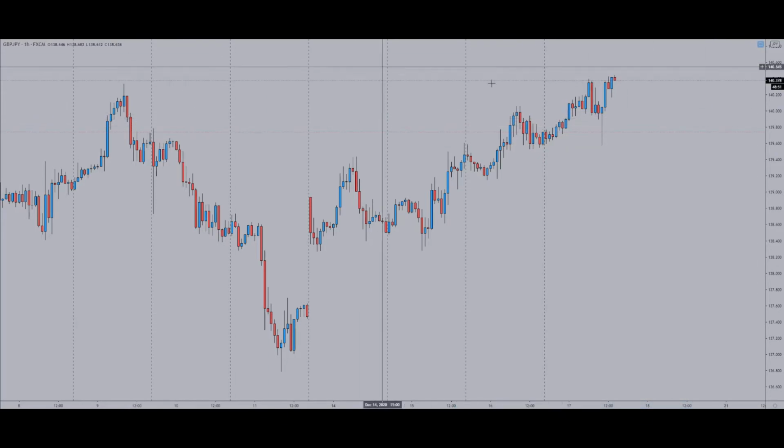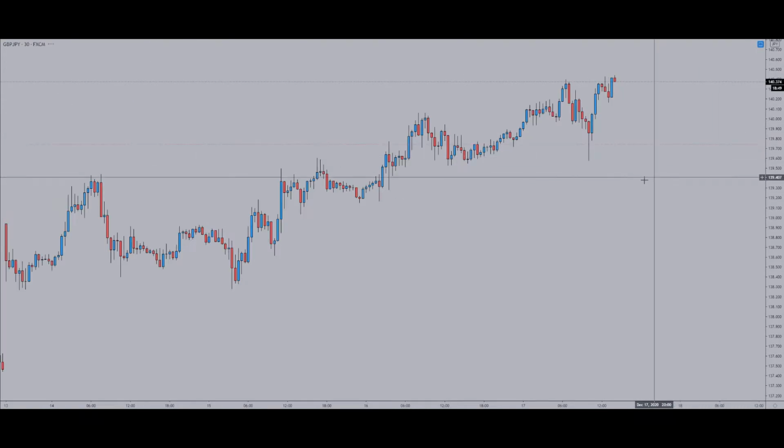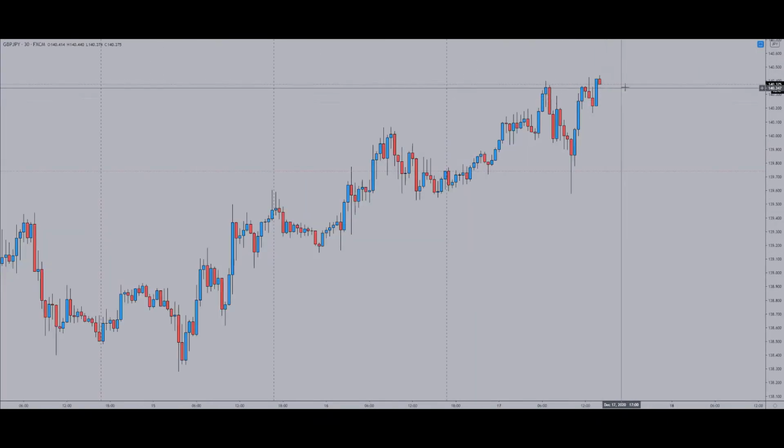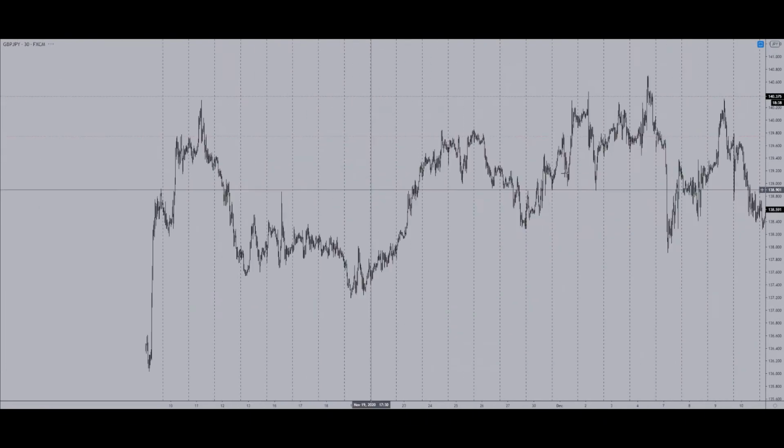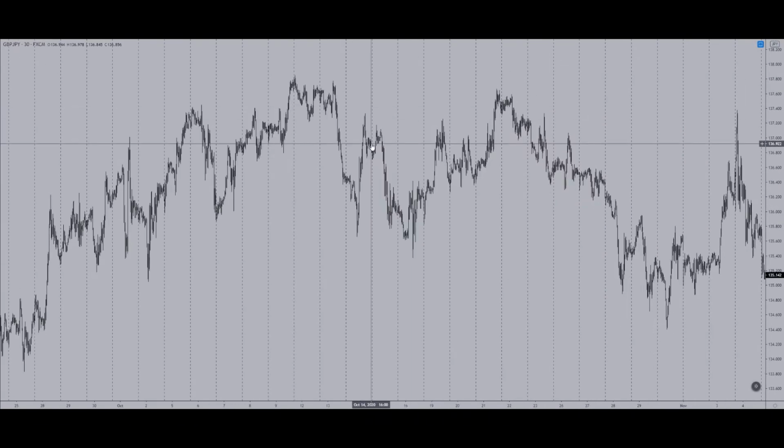Then I'll hop down to the 30-minute, and this is where I set my take profit and stop loss, and the 15 minutes is where I manage the trade. So let's hop back up to the 30-minute. I'm going to go back to the examples that I have, starting back on October 15th.